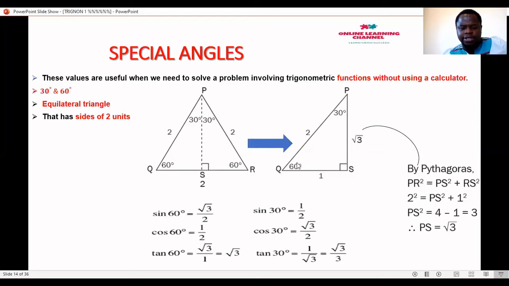And then cos 60 will be adjacent over hypotenuse, which is 1 over 2. And then tan 60 will be opposite over adjacent, which is square root of 3 over 1, equivalent to square root of 3. So now for sin 30, you will have opposite over hypotenuse, which is 1 over 2, and then cos 30, you'll have adjacent over hypotenuse, which is root of 3 over 2. Then for tan 30, we'll have opposite over adjacent, 1 over square root of 3.